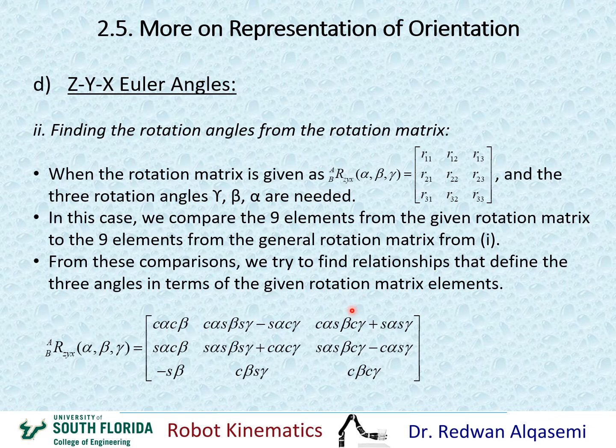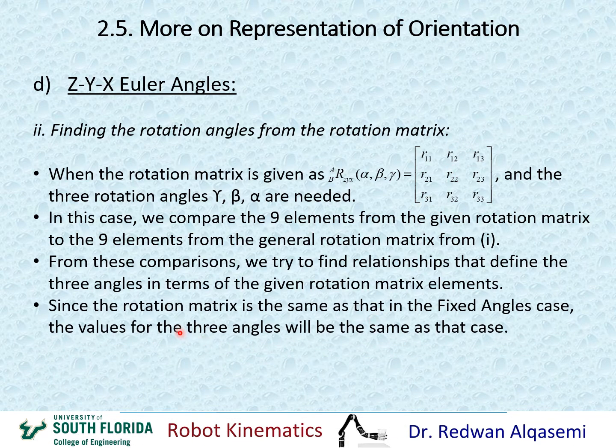Now, if you notice, this general rotation matrix is the exact same rotation matrix that we found for the fixed angles, and since we have already solved for alpha, beta and gamma for that exact same matrix, we can just use the same definitions of alpha, beta and gamma in terms of rotation matrix elements. Since the rotation matrix is the same as in the fixed angles case, the values for the 3 angles will be the same. All right.